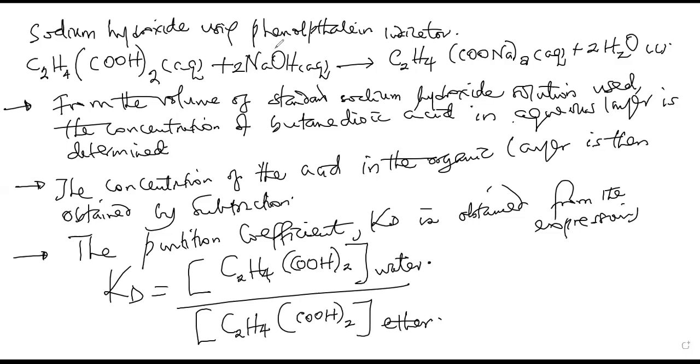Since you know the volume of sodium hydroxide, you can easily get the concentration of butane dioic acid in the aqueous layer. And after getting the aqueous layer, you have to look for the organic layer, which you get by subtraction. We shall look at live examples of calculations.